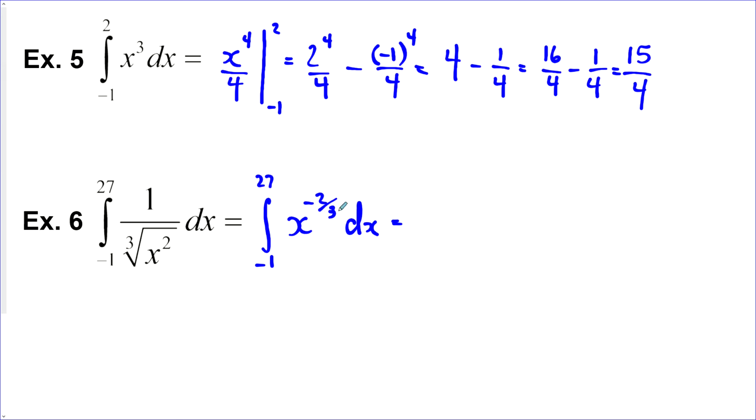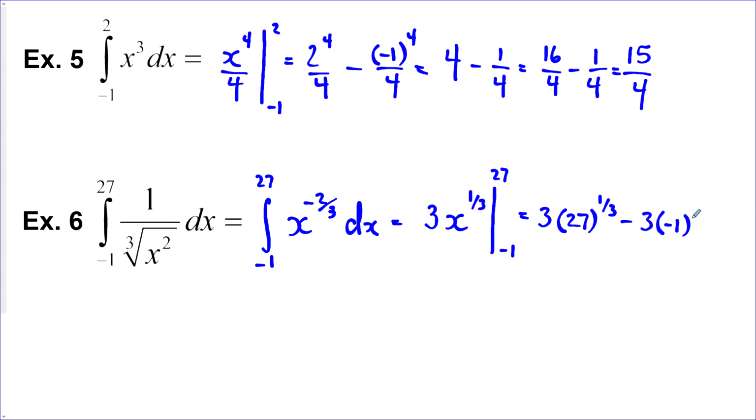So if I add 1 back to here, I would have 1/3. Now I don't see any constants in front here, so if I multiply this down, I need to cancel it out, so I'll put a 3 here. I'll use my evaluate at symbol and put a negative 1 and 27. So first put in the 27, so 3 cubed root of 27 minus 3 cubed root of negative 1.